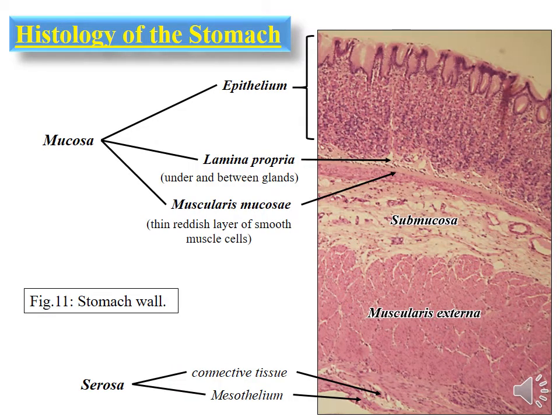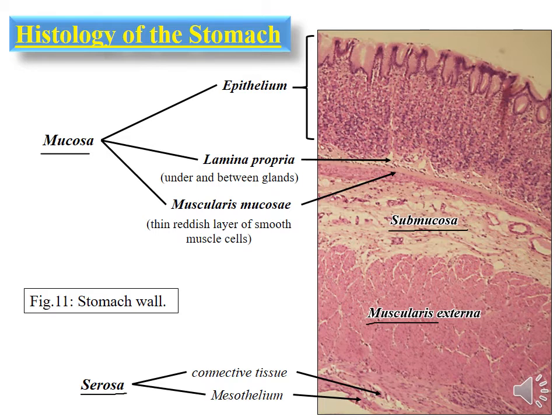The histology of the stomach. Now, as in the rest of the alimentary tract, the wall of the stomach is formed of mucosa, submucosa, muscularis, and the outermost layer in the stomach is a serosa. Since the stomach is an intraperitoneal organ, the outermost layer is formed of serosa, which is connective tissue and epithelium.